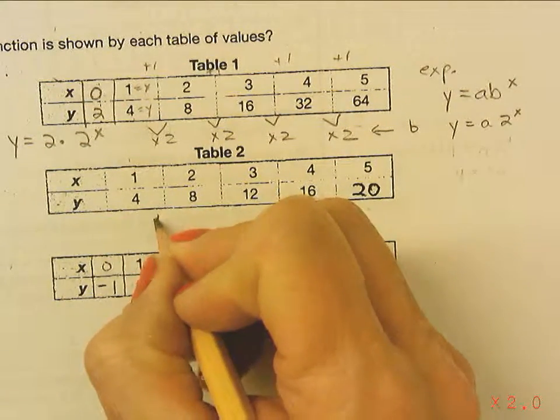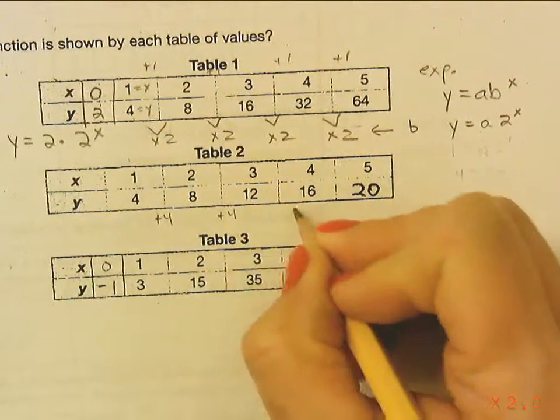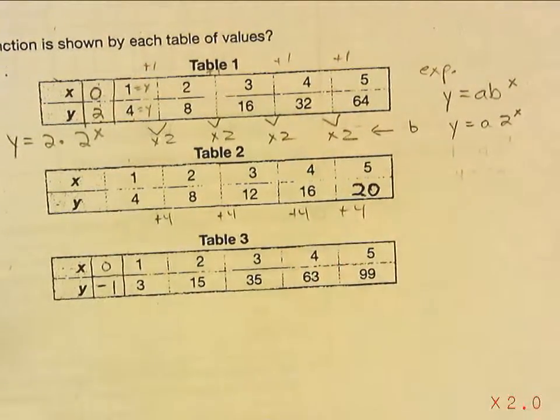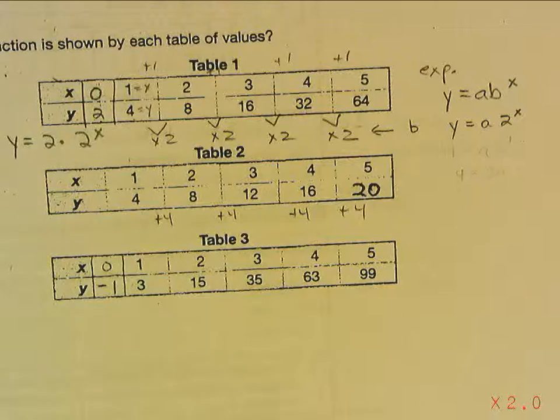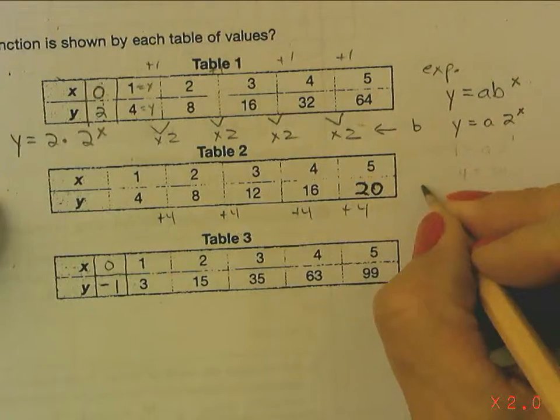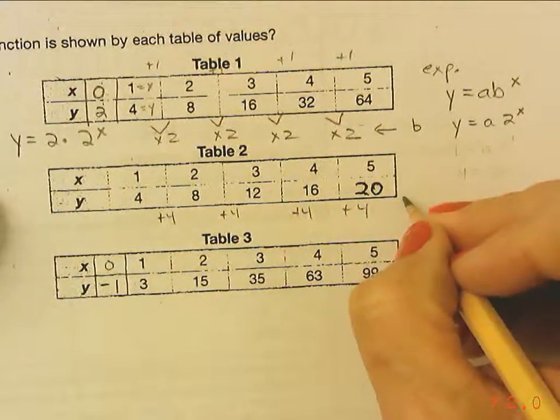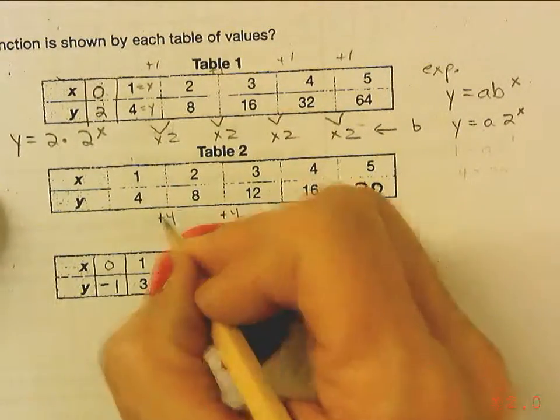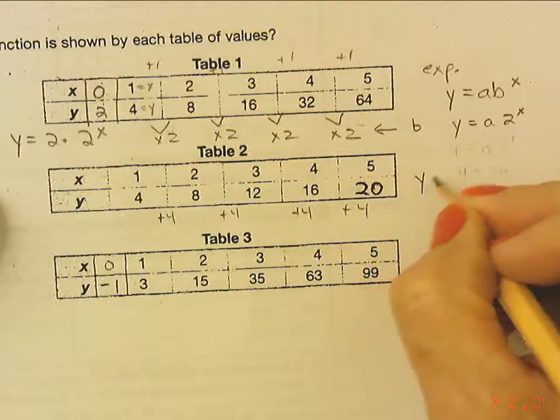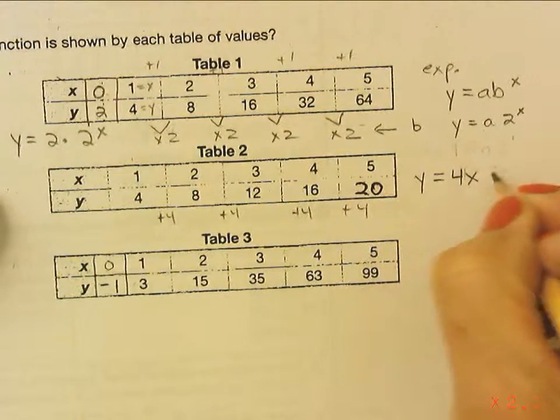I think this is plus 4, plus 4, plus 4, plus 4. So this is what we call a common first difference. When you look at the difference in the y values and it's an arithmetic sequence, that's called a common first difference. So this means that my slope is the change in y over the change in x. So it's 4 over 1. So this is y equals 4x plus b.